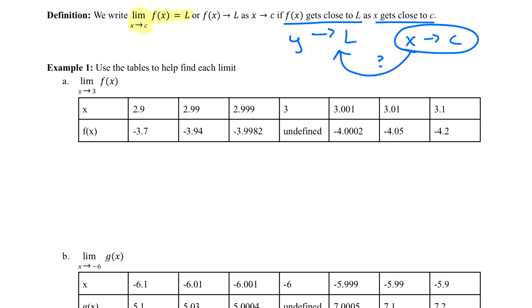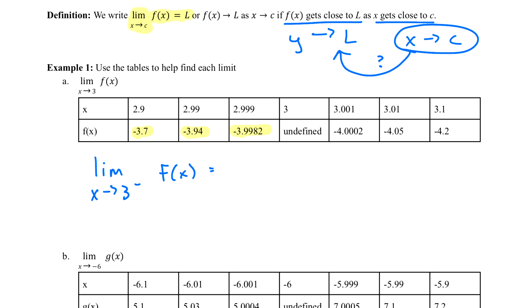So, like I said earlier, we're doing a two-sided limit. Let's think about the left-hand side first. I want to know the limit as x approaches 3 from the left-hand side of this function f of x. Here, when x is 2.9, our y value is negative 3.7. When x is 2.99, our y value is negative 3.94. And when x is 2.999, our y value is negative 3.9982. So here I just want to ask myself, what y value are we getting closer and closer to?